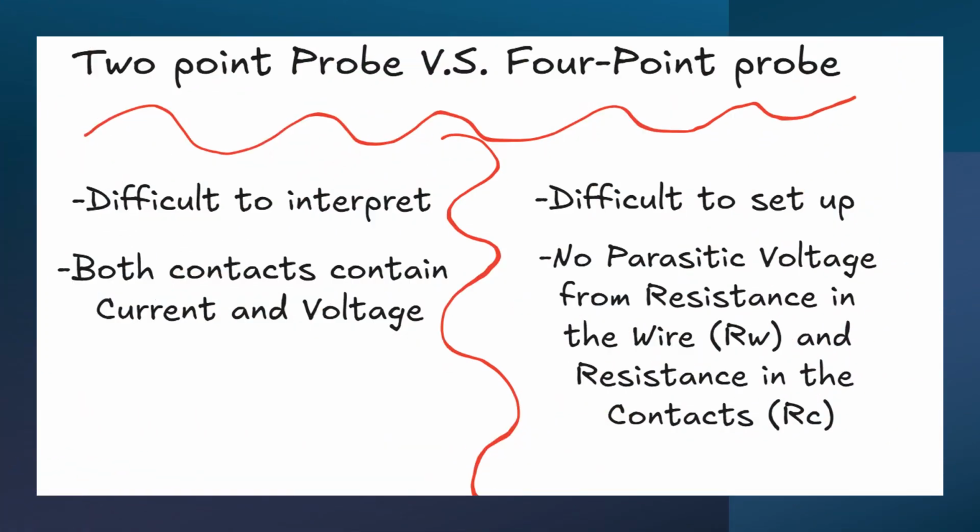2-point probe and 4-point probe. What are the differences? 2-point probe is a little bit more difficult to interpret. This is because both contacts include a current and a voltage, while the 4-point probe includes separate voltages and currents, which we'll talk about. And the reason why it's separate is because it's a little bit more difficult to set up. The benefit of that difficulty to set up is no parasitic voltage within the resistance of the wire and resistance of the contact. And when I say no, of course, some will exist, but it'll be a lot lower than other types of measurements where the probes are a little bit more difficult or damaged.